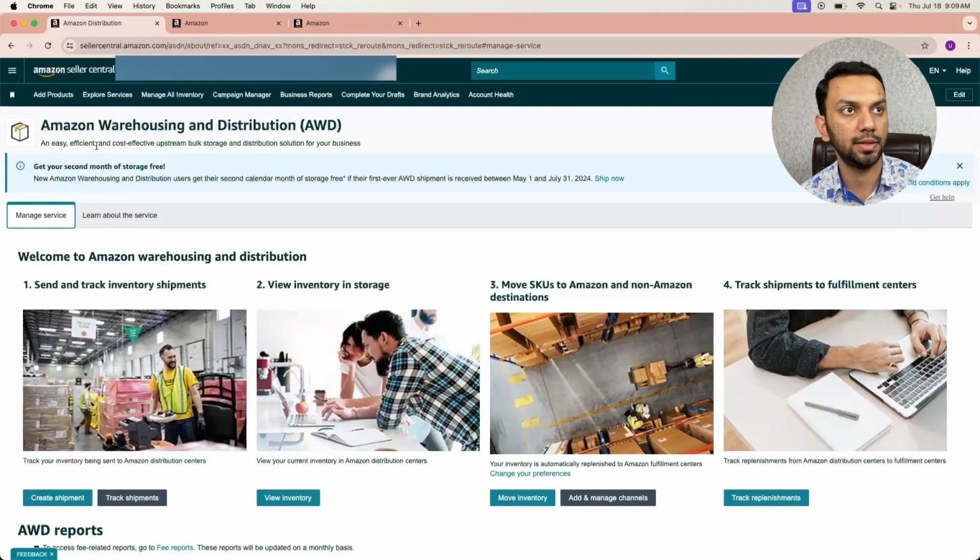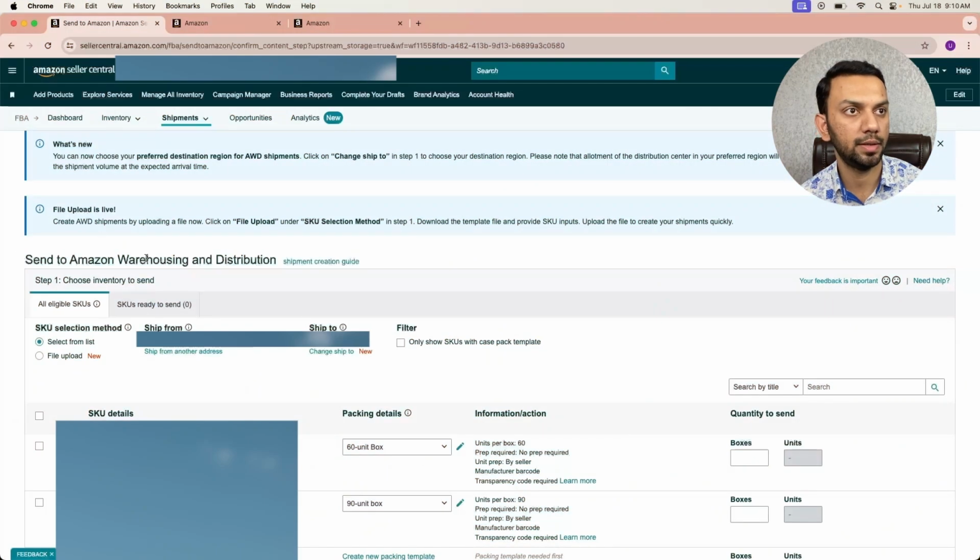So here is the Amazon AWD managed service section. Let's see how we can create the shipping plan. We need to click here on create shipment. So here is the interface where we can create the shipment plan to send to Amazon AWD.